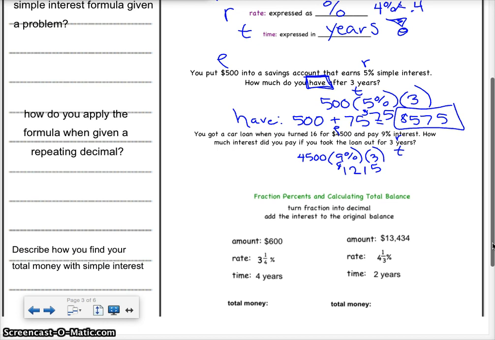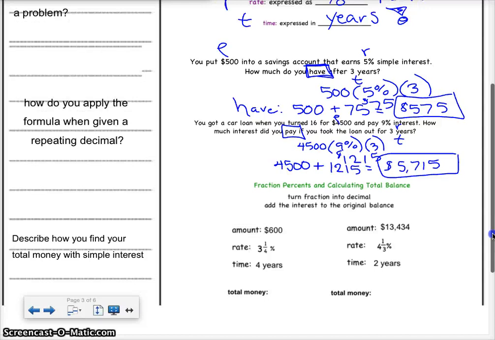Yes or no? No. Heck no, it's not. That's a cheap car. How much did I pay? Well, I had to pay for the full car, right? So I paid $4,500 plus the interest, $1,215. And that gives me $5,715 is what I paid. Maybe box off those words to help you today, because I can guarantee you're going to second guess yourself a little bit. Do I add these or do I not add them? So notice what I'm boxing off.